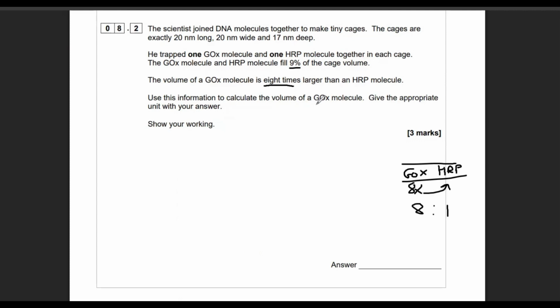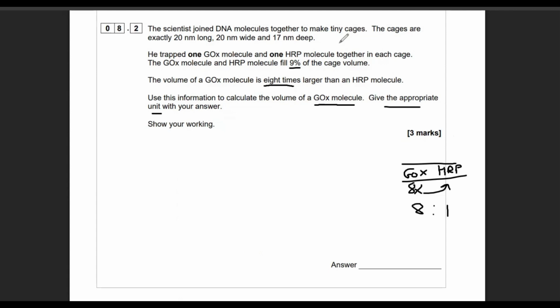Use this information to calculate the volume of one GOX molecule and give the appropriate unit. Show your working because you want to get some of those marks if you can't get them all. Why don't you grab a pen, a calculator and some paper, and have a go. All right, unpause, whatever. I'm going to go through the answers.